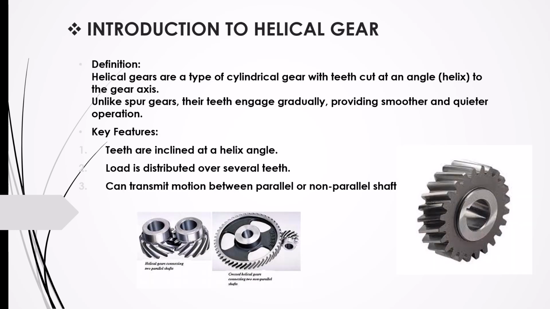Definition: helical gears are a type of cylindrical gear with teeth cut at an angle to the gear axis. Unlike spur gears, their teeth engage gradually, providing smoother and quieter operation. Some key features are teeth are inclined at a helix angle and load is distributed over several teeth. Can transmit motion between parallel and non-parallel shafts. Means it can transmit motion through parallel shafts and also non-parallel shafts.